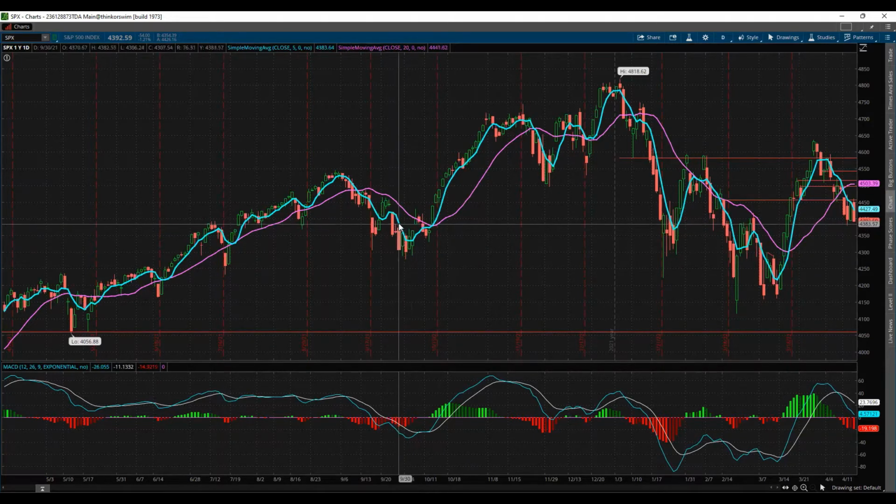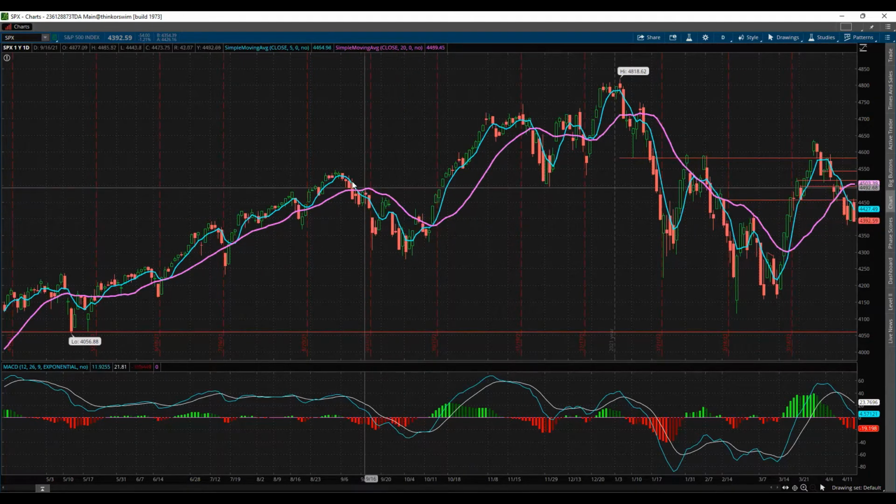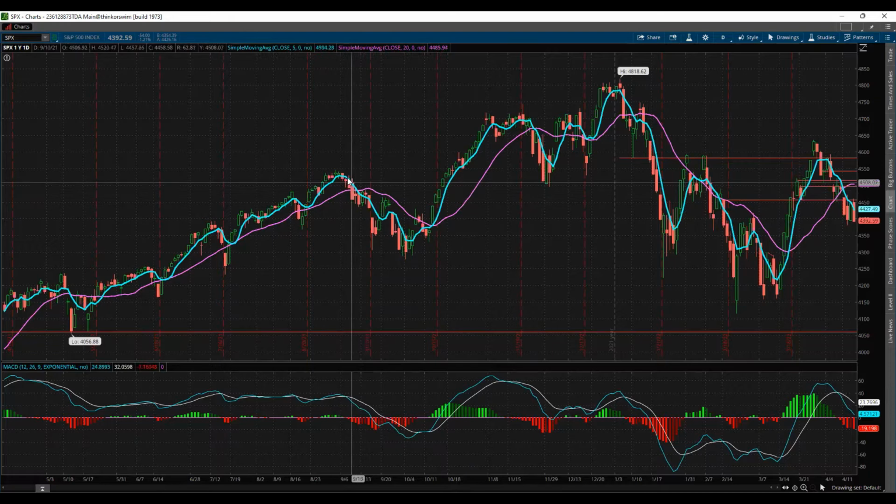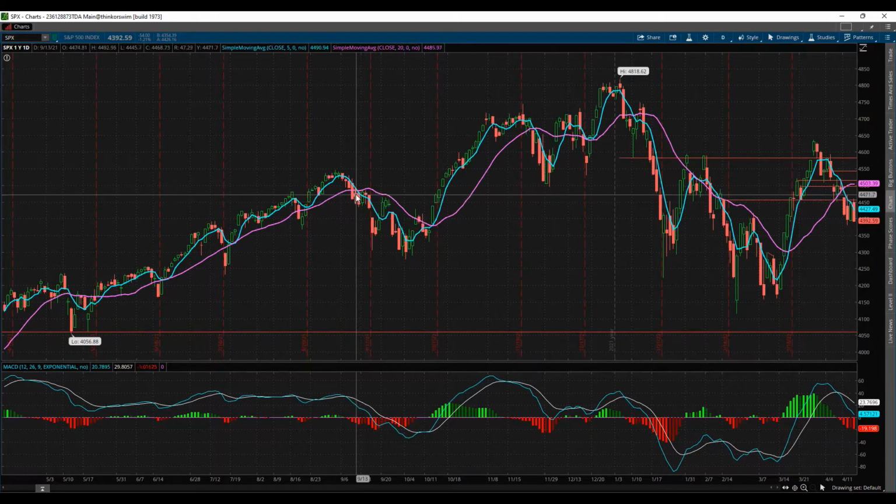Now 5 is our blue and 20 is our pink, right? Look here, when the 5 crosses 20, the crossing is here, but your entry is at this point, not this candle. You have to wait for the cross to confirm. Even if it is coming, don't do it. After this candle closes, this is your confirmation.